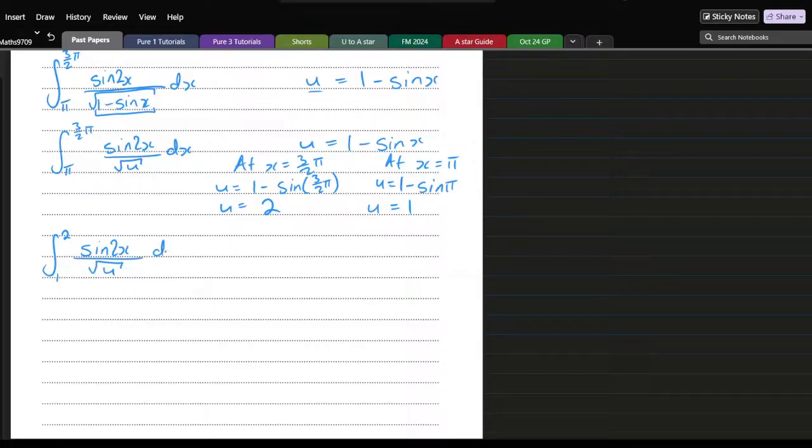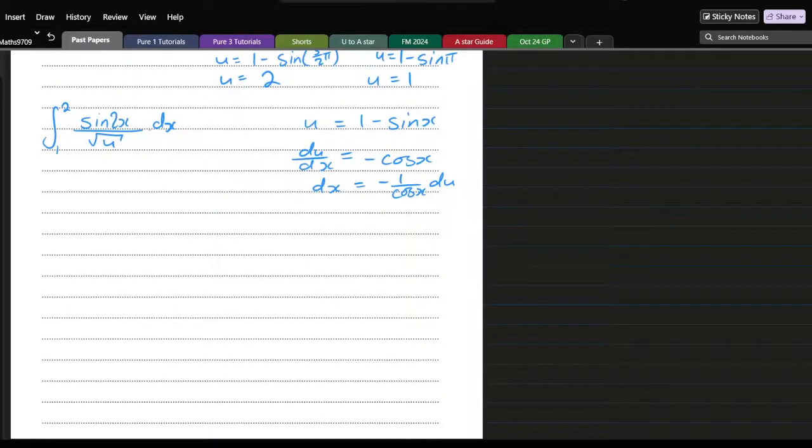Now we need to work on our dx. So our substitution is u is 1 minus sine x. Let's differentiate that. So du dx would give us, if you differentiate 1, that's a constant, so it gives us 0. And then if you differentiate negative sine x, you get negative cos x. And we want dx. So dx would be equal to negative 1 over cos x du. So we're going to substitute our dx over here with negative 1 over cos x du.